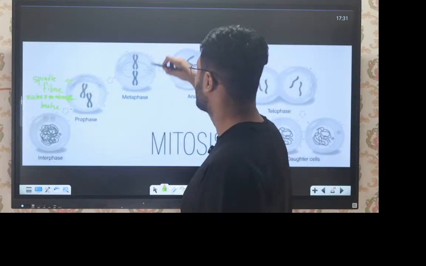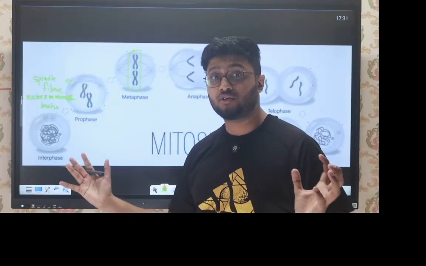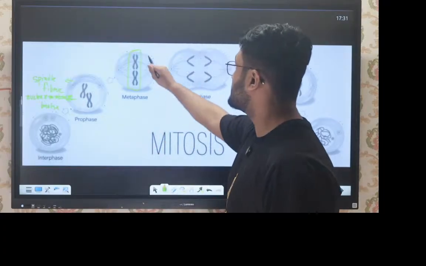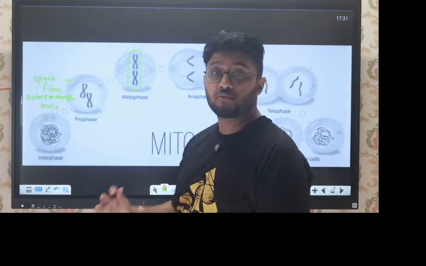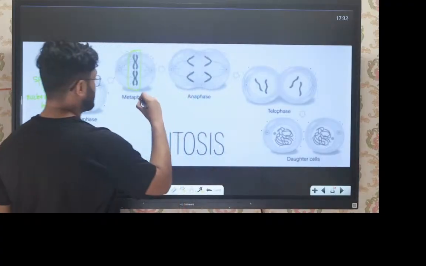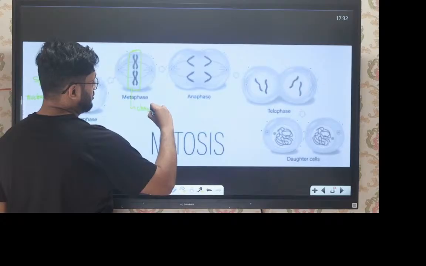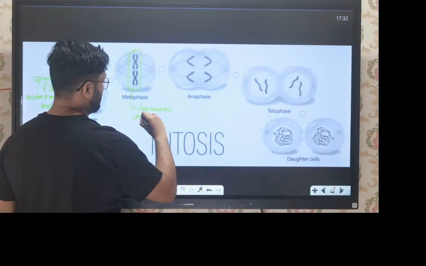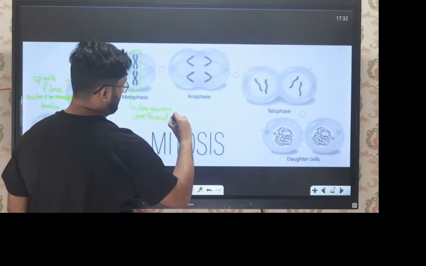Now let's come into the metaphase. All the chromosomes are in the center. As you can see, they're all in the center. In prophase, the chromosomes condense, and in metaphase, all the chromosomes come to the equator. So I like to say it as chromosomes come towards the equator.